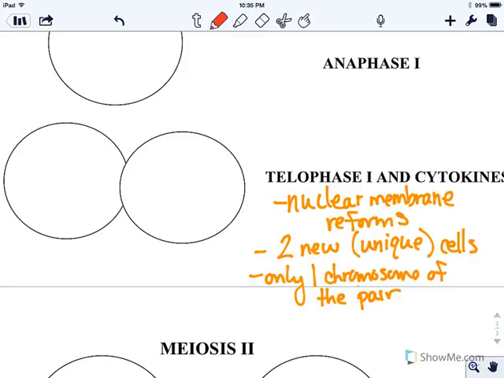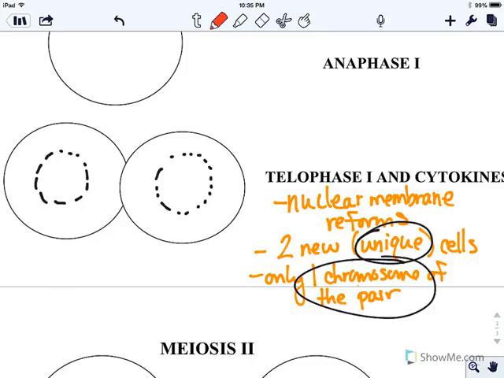Alright, so in Telophase One, you're going to see my nuclear membrane start to come back. So I'm going to draw nuclear membrane coming back in both of the cells. So by the end of cytokinesis, I will have two new cells, but they're definitely going to be unique genetically, and I'm only going to have one of the chromosomes of the original pair.